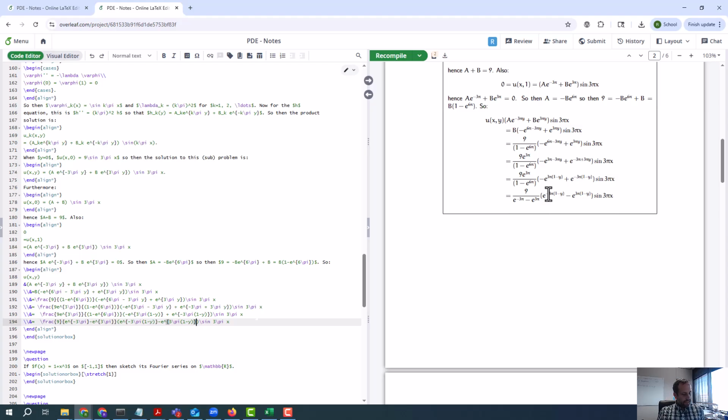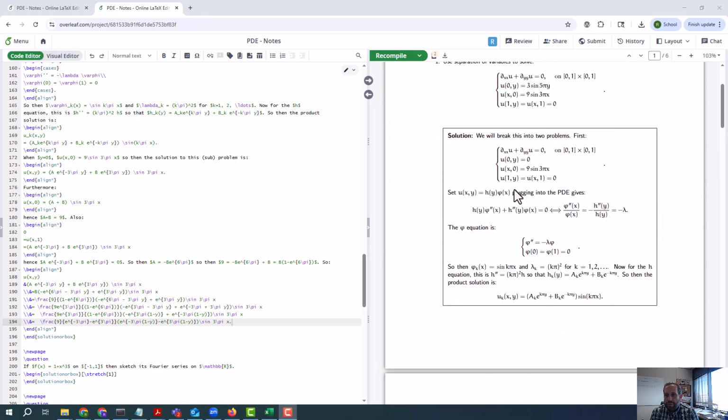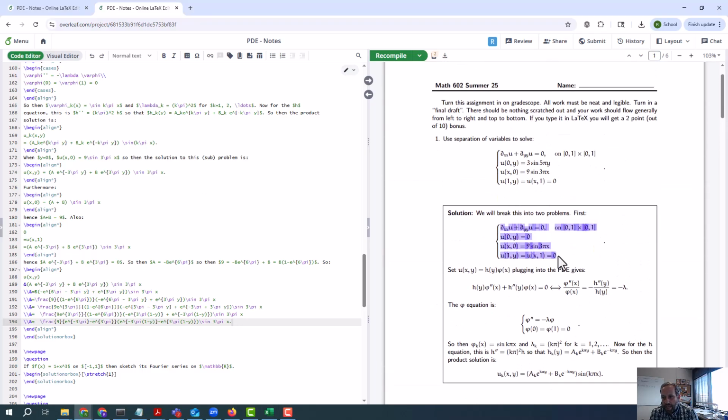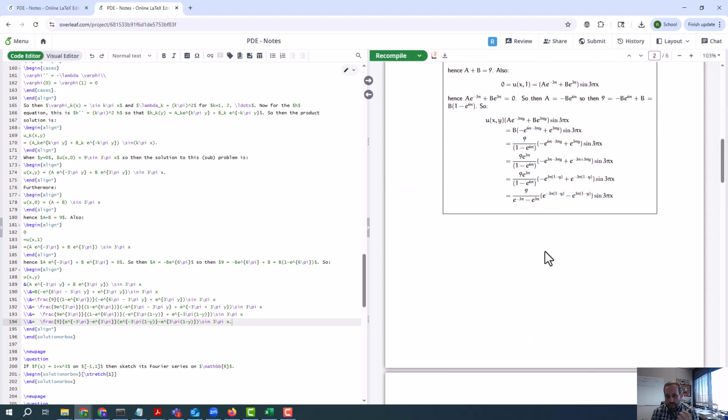In fact, these are both hyperbolic sines. Well, hyperbolic sine would be divided by 2, but we can write this as a ratio of hyperbolic sines. We could write this as hyperbolic sine of 3 pi 1 minus y over hyperbolic sine of 3 pi. But I'm just going to leave it like this. Okay, so that is a solution to this problem right here. So that's like the first solution.